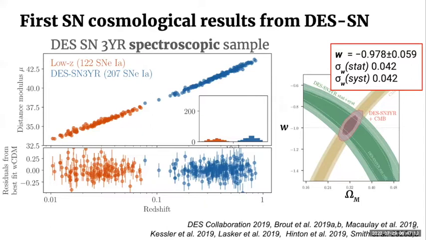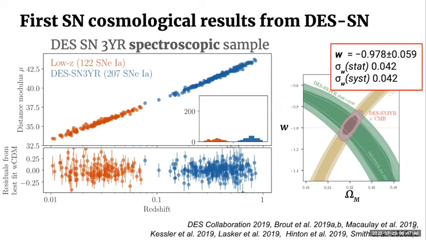And so the first cosmological results from DES are summarized in these slides and were presented almost 3 years ago now. For this very first analysis, we used 100 low redshift supernovae. These are presented in orange here. And we combined them with roughly 207 supernovae from DES. These are supernovae that have been spectroscopically identified as 1As, so they are almost 100% supernovae 1A.